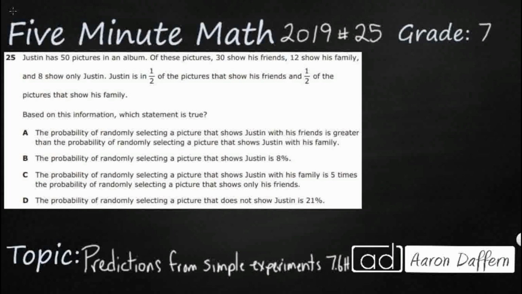So Justin has 50 pictures in his album, and they're split up in 3 different ways. We've got 30 pictures that show his friends, 12 show his family, and then 8 show only Justin.